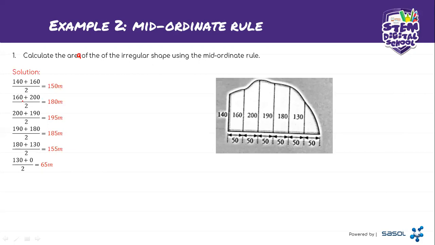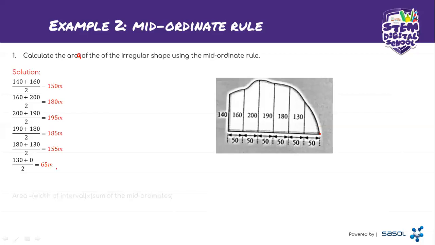Then you do the same with the others: 160 plus 200 divided by 2 gives 180 meter. Then you move to 200 plus 190 over 2, which gives 195 meter. Then you continue until you reach the last one, 130 plus 0. At the end, on the right-hand side, we don't have an ordinate, so in that case the ordinate is 0. So it's 130 plus 0 over 2, and you get 65 meter.